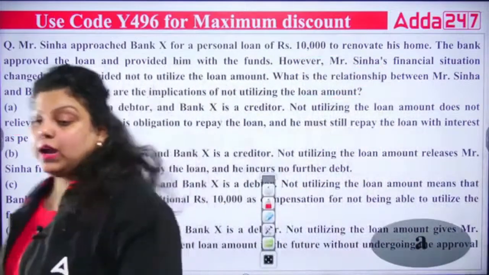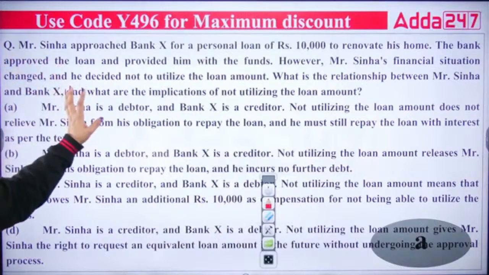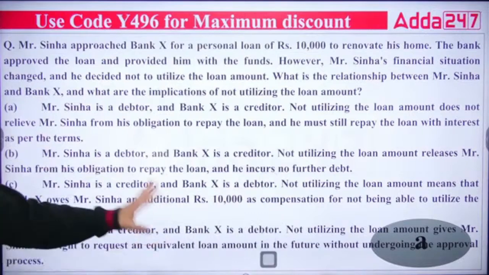Now you can see, when you see the question first, you will feel like it's a very big question, it's a very tough question. But with the elimination method, you can easily answer this question. Okay, so the right answer will be A.